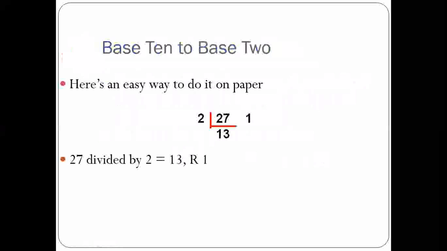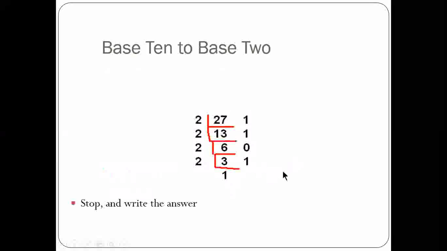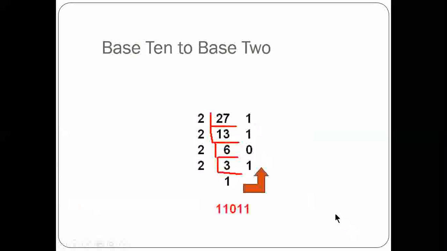Okay, let's do it mathematically. Here's an easy way to do it on paper. 2 into 27 is 13, remainder 1. 2 into 13 is 6, remainder 1. 2 into 6 is 3, remainder 0. 2 into 3 is 1, remainder 1. Then stop and write the answer. Starting from this 1 here, we write 1, 1, 0, 1, 1. That's the answer you have. So 27 in base 2 is 11011.